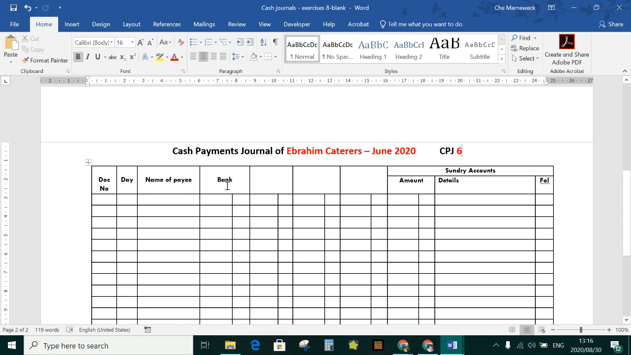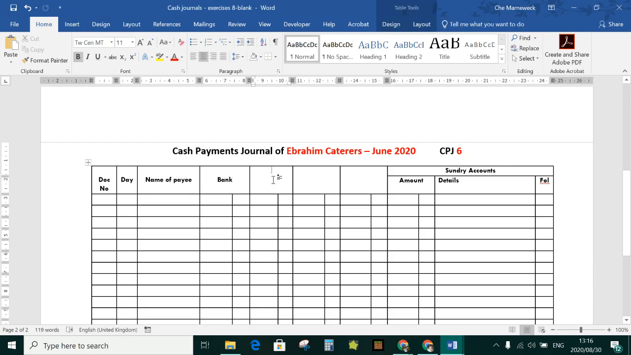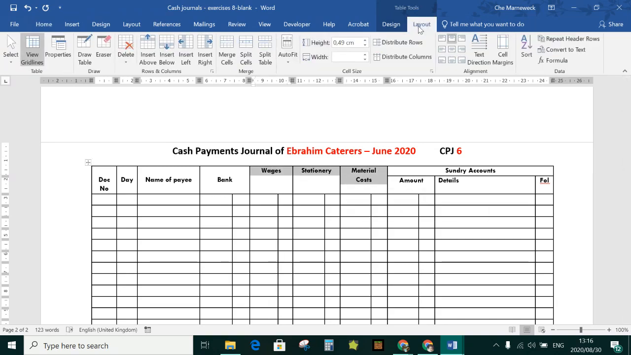Doc number, day, name of payee, and bank are filled in, but after that, they said we need wages, stationery, and material costs. Those are our 3 columns.